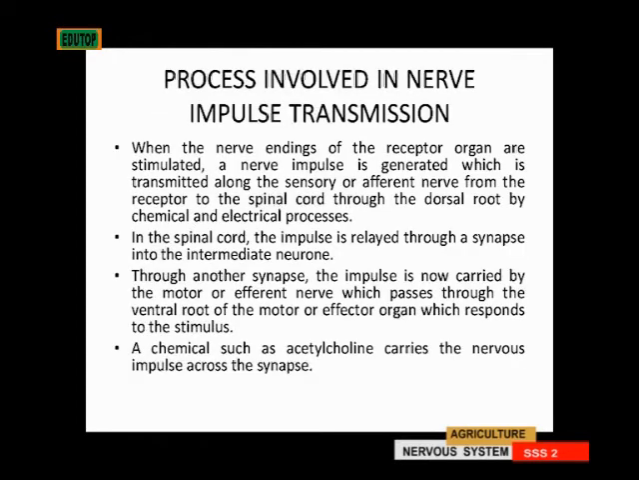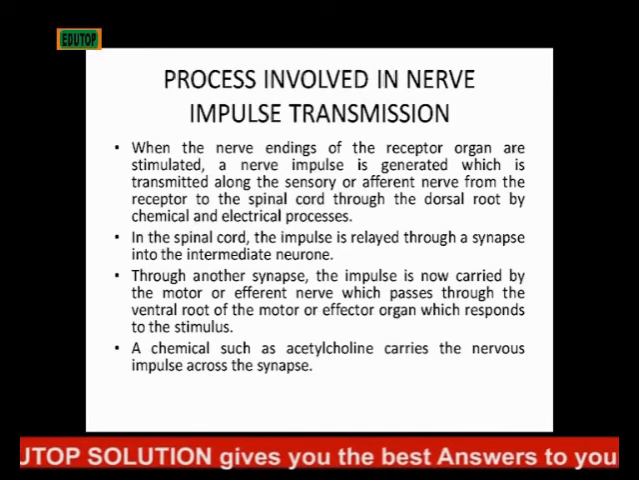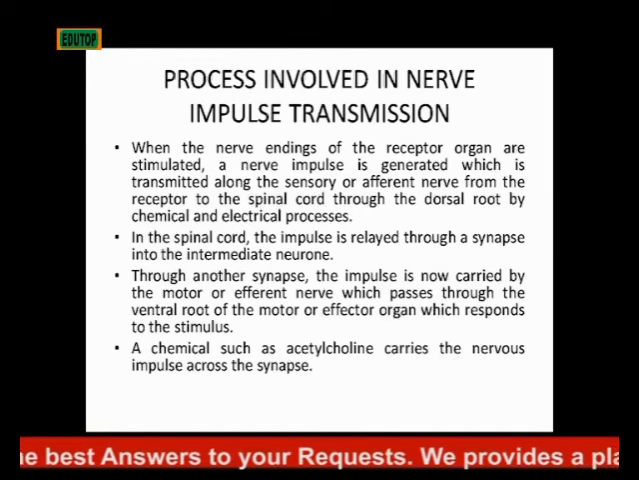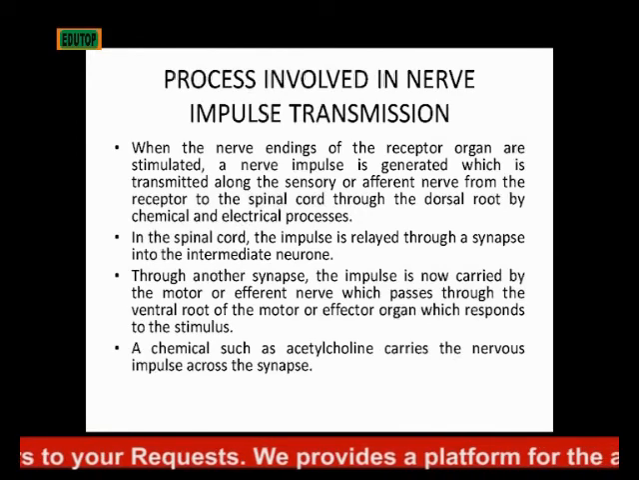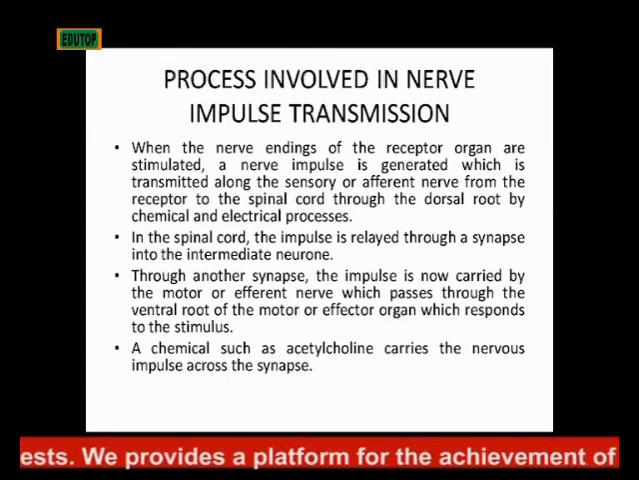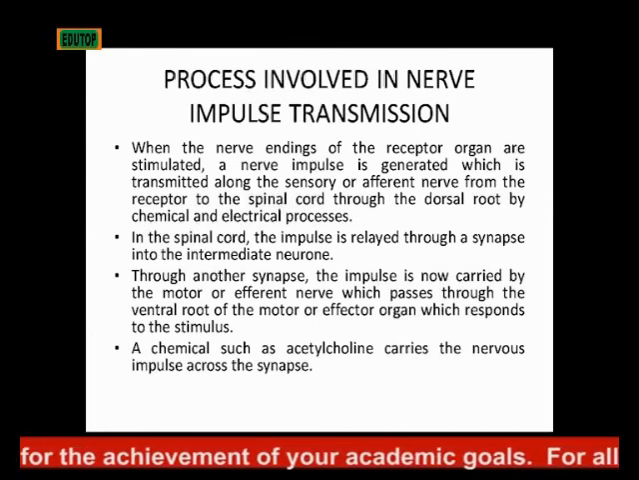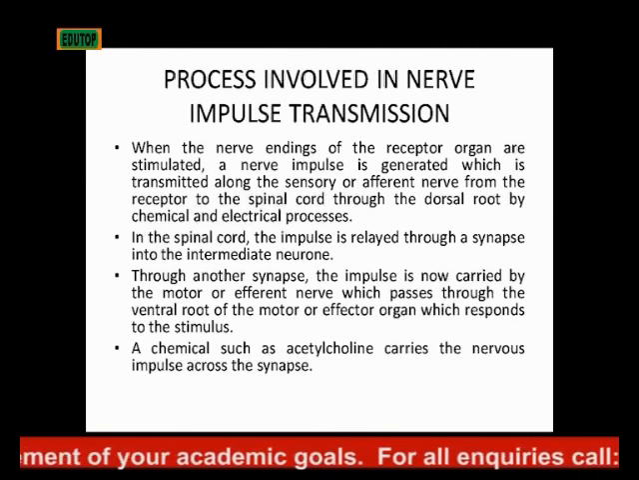The process involved in nerve impulse transmission. How is a nerve impulse transmitted? When the nerve endings of the receptor organ are stimulated, a nerve impulse is generated which is transmitted along the sensory or afferent nerve from the receptor to the spinal cord through the dorsal root by chemical and electrical processes. In the spinal cord, the impulse is relayed through a synapse into the intermediate neuron. Through another synapse, the impulse is now carried by the motor or efferent nerve, which passes through the ventral root to the effector organ, which responds to the stimulus.